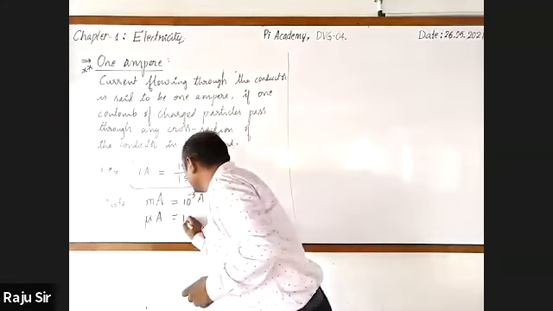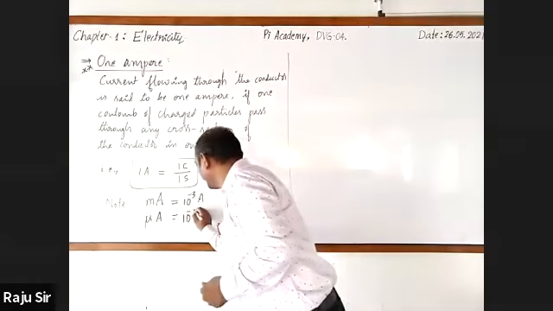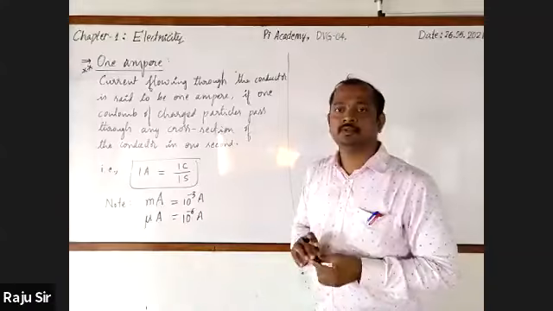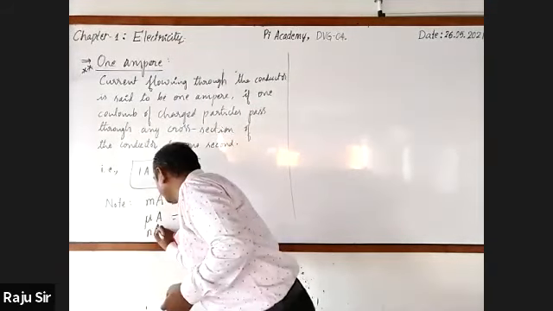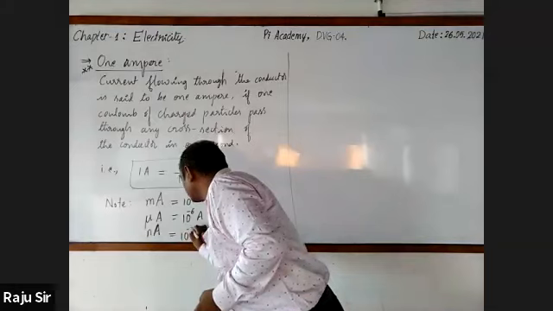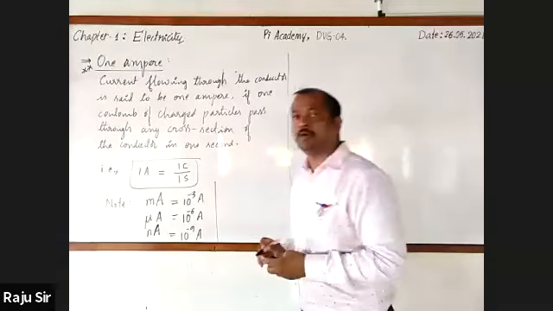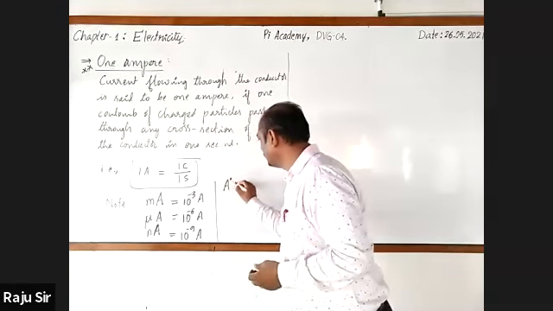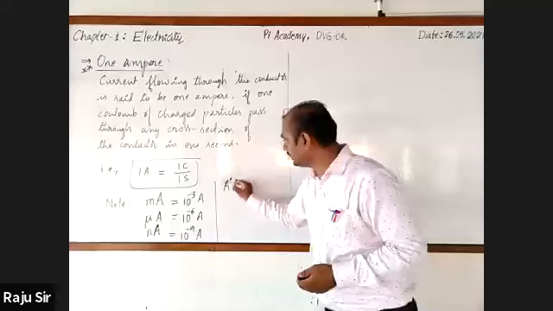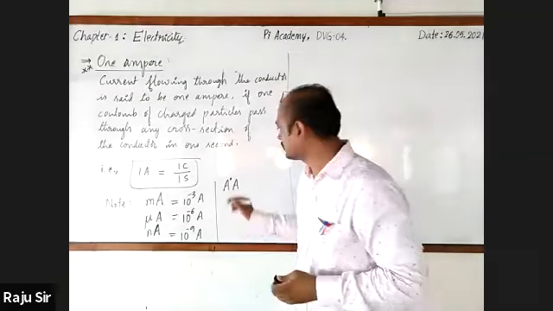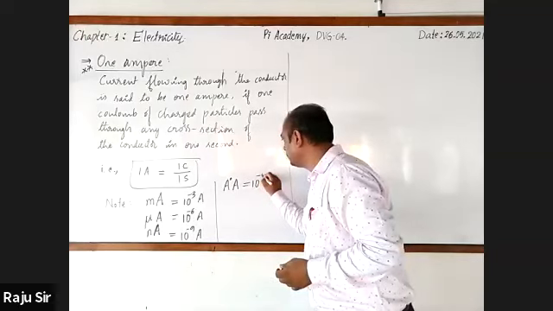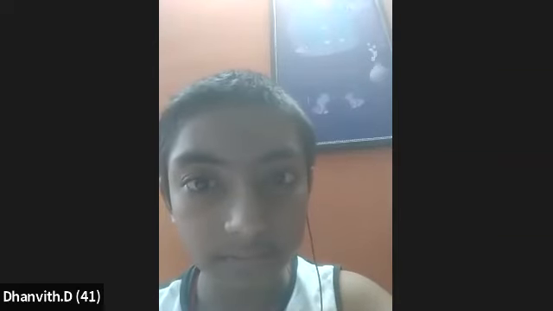Another symbol is microampere. Micro's value is 10^-6. Next, N is nano. Its value is 10^-9 amp. Next, one more. A naught. You know what this A naught indicates? Angstrom. Very good. It is angstrom. The value of angstrom is 10 raised to the power minus 10.